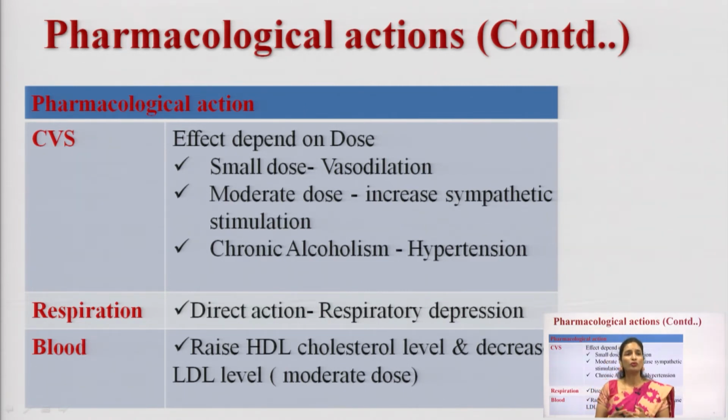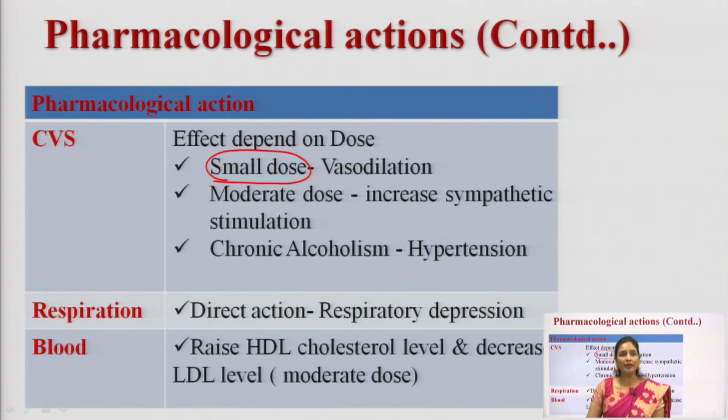So, at a low dose or a moderate dose, what is going to happen, and at a high dose what is going to happen? If a person has taken a mild dose of alcohol, you can see vasodilation. What is going to happen here? It can decrease the blood pressure, it can decrease the heart rate, and finally, you can see the bradycardia action. So, at a small dose, it causes vasodilation.